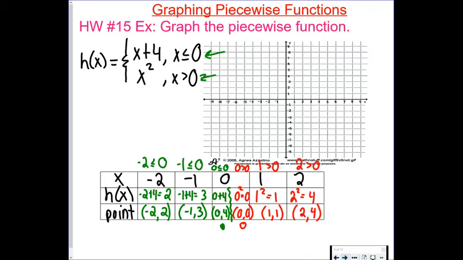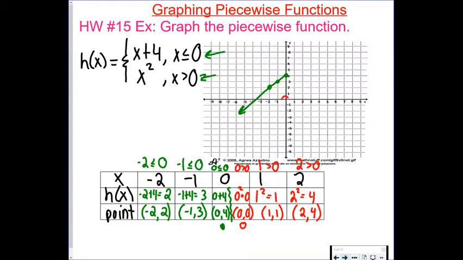Let's go graph it. Negative 2, positive 2 was a point. Negative 1, positive 3 was another point. And 0, 4 was another point with a closed dot. And those came from the top equation where x is less than 0. So I'm going to go to the left side of my graph where the values are less than 0.